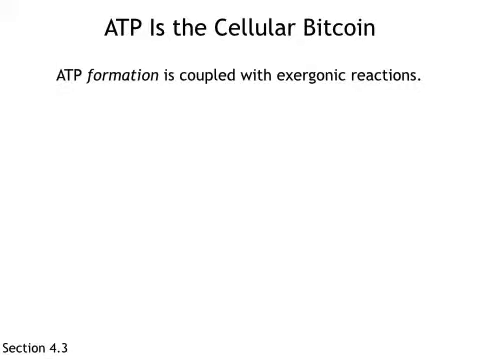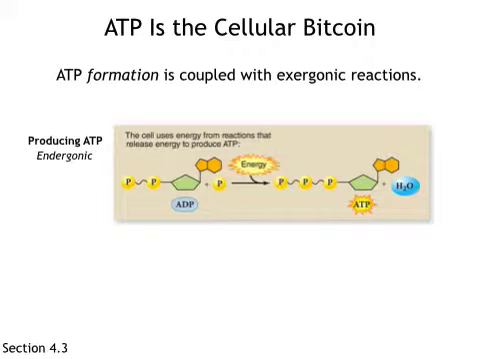So ATP formation is coupled with exergonic reactions. Let's look at why that is. So when you produce ATP, when you make it out of ADP and one phosphate, one yellow ball of phosphate, you need energy to make it, right? We looked at last week, we were talking about Lego bricks, and when you put Lego bricks together, you need to put energy into that. That requires energy. So when you produce ATP and you're putting these pieces together, you need energy.